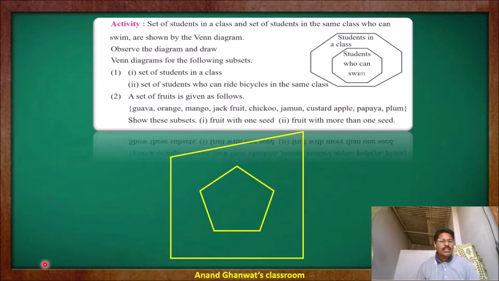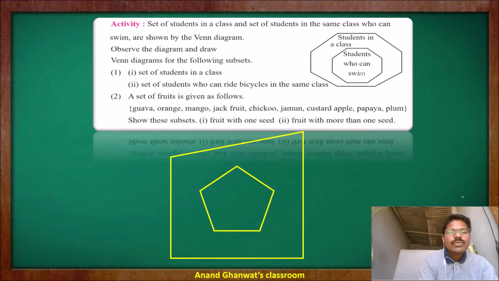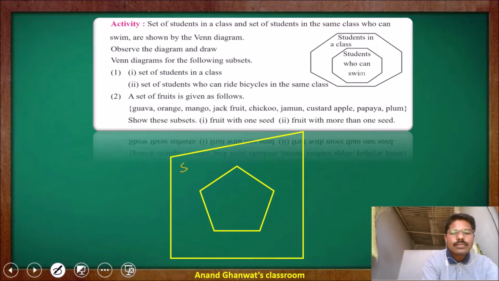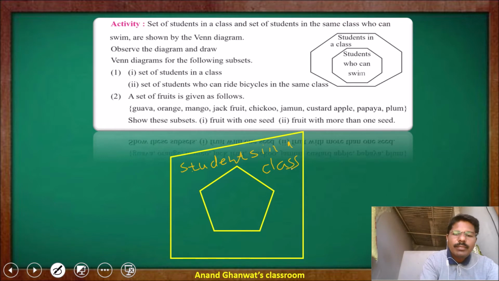So let us show. Trapezium is the set of students in a class. Students in a class. Then students who can ride a bicycle in the pentagon.